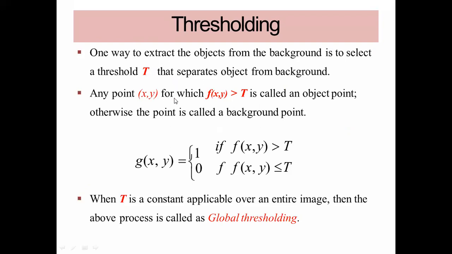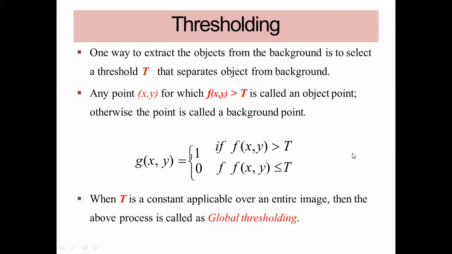At any point (x,y) for which f(x,y) is greater than T, it is called an object point. Otherwise, the point is called a background point. Then g(x,y) is equal to 1 if f(x,y) is greater than T, and g(x,y) is 0 if f(x,y) is less than or equal to T, where T is a constant applicable over the entire image. The above process is called global thresholding.